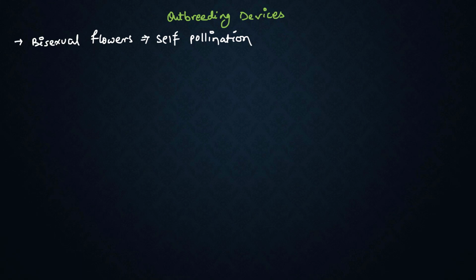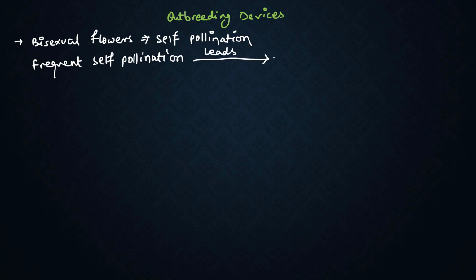But there is a problem when a particular plant goes for frequent self-pollination. Frequent self-pollination leads to a condition called inbreeding depression. Okay, so is this event of inbreeding depression useful to the plant or not? As the name suggests, this process is not beneficial, it is actually harmful.